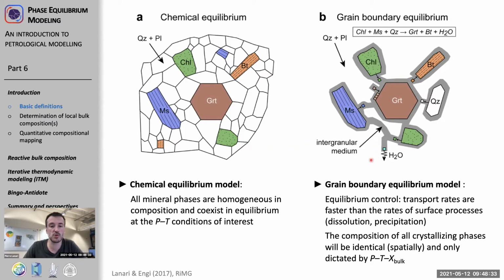And here what is shown is a grain. I want to describe the grain boundary equilibrium model: if the transport in the intergranular medium is fast enough, if it's faster than the rate of dissolution and precipitation, then the composition of all crystallizing phases will be identical everywhere spatially and only dictated by pressure, temperature and the bulk rock composition in case of equilibrium. And this is something we can test. We can test if the composition of the phases crystallizing at one time is the same everywhere.